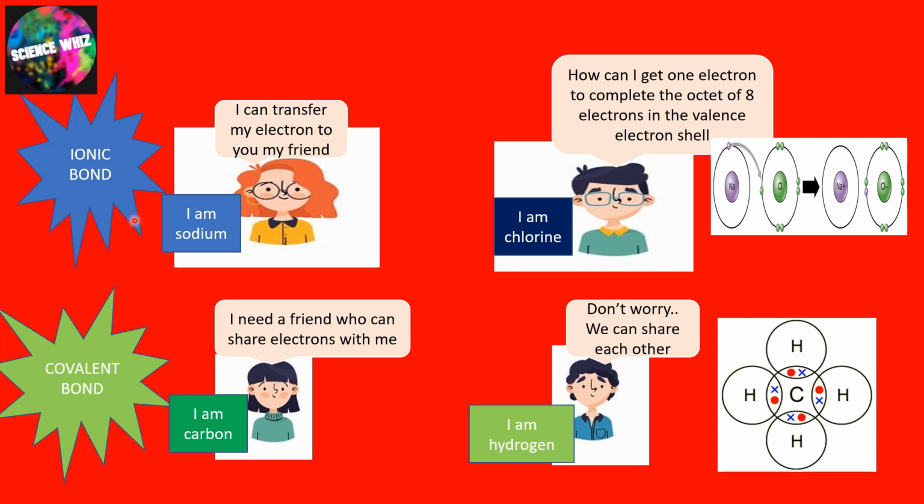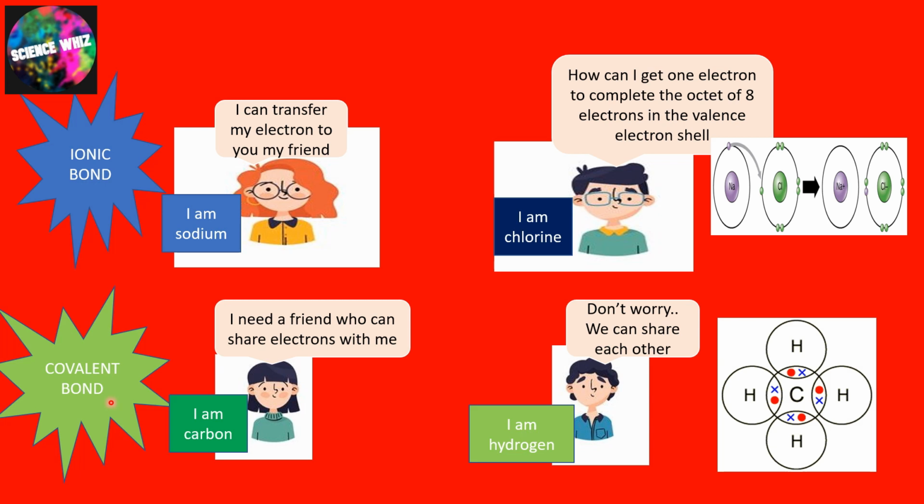Here we can see sodium, which is a metal, and chlorine, a non-metal. To show their bond, sodium gives up 1 electron to chlorine. This completes the octet of 8 electrons in the valence electron shell.